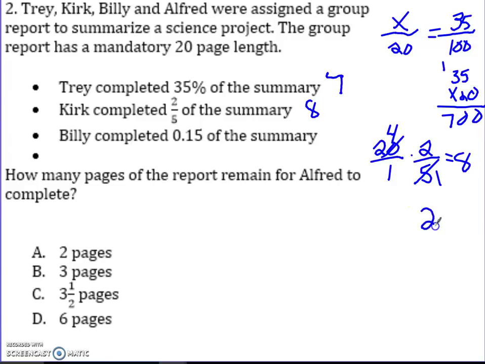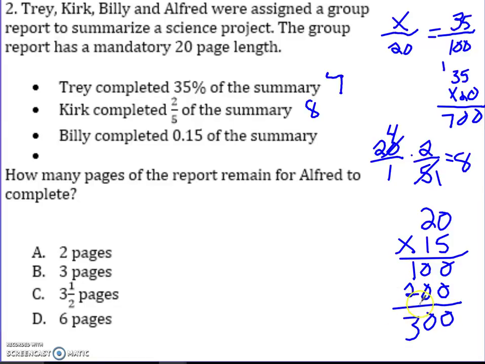So we're going to say 20 times 0.15. 5 times 0, 0. 5 times 2 is 10. Placeholder, 1 times 0, 0. 1 times 2 is 2. We add it up. We get 300. But you have to put in your hops. So 0.15 is 3. All right, so now we want to figure out how many Alfred has to do. 7 plus 3 is 10, plus 8 is 18. Now 20 minus 18 is 2. A. Okay, let's take a look at number 3.